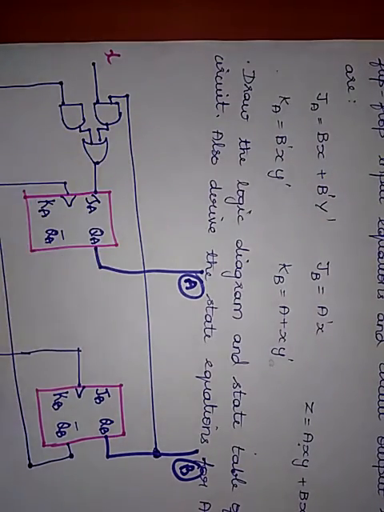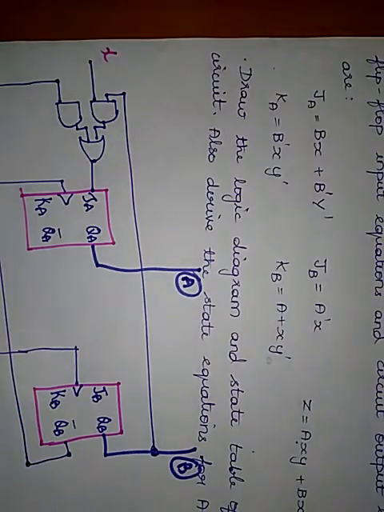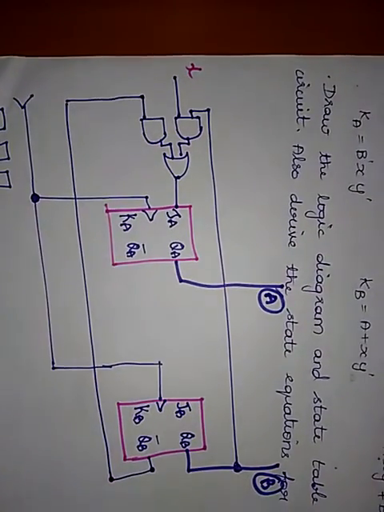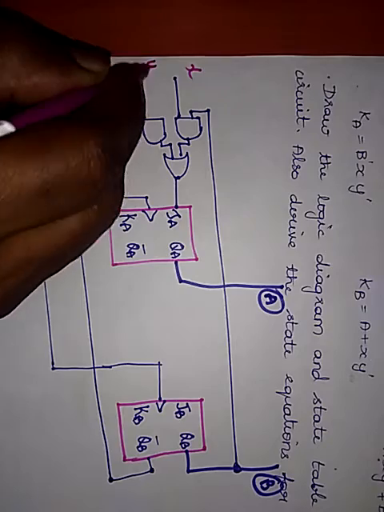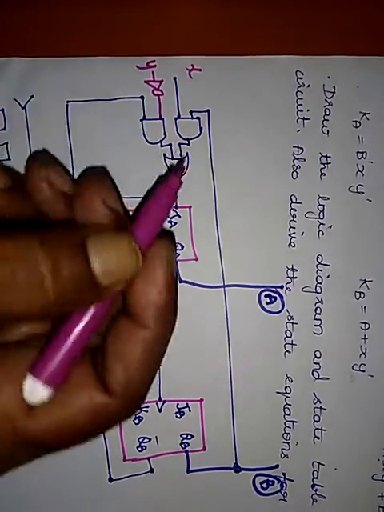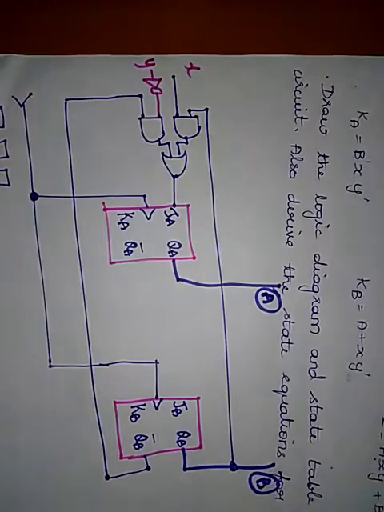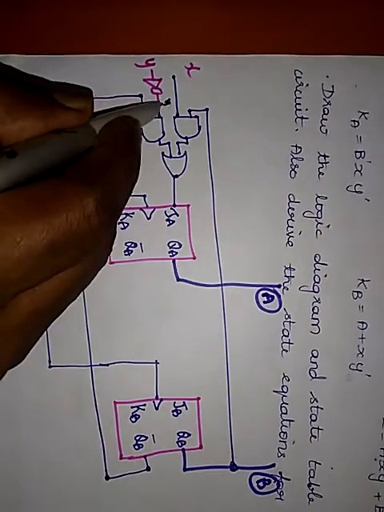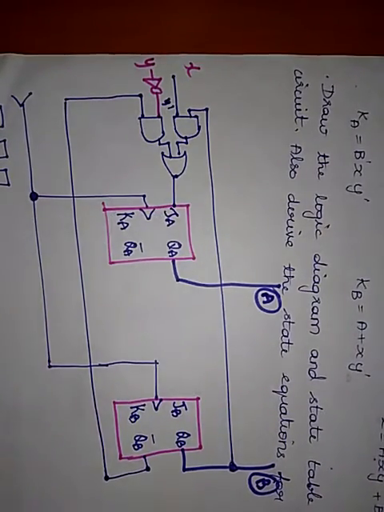And then we have Y dash. Y is another input. So you have Y. You put a NOT gate. So here you will be having Y dash. Okay. Now JA is over.